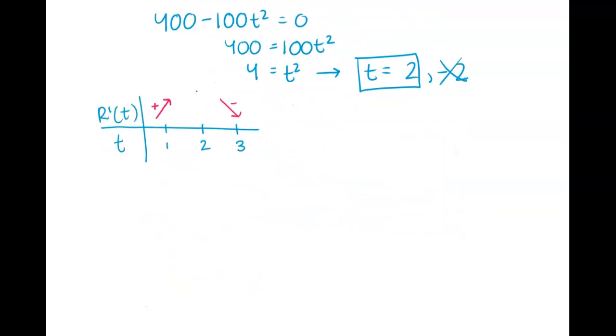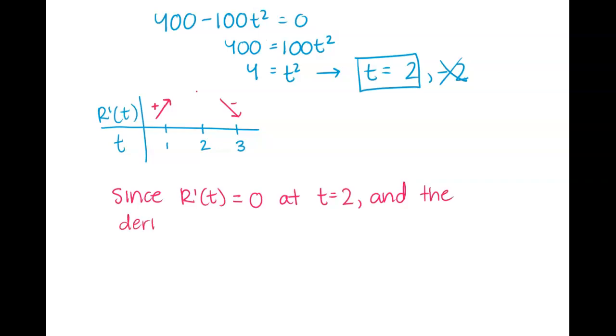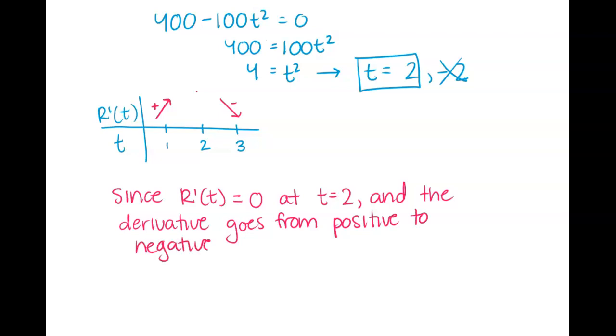So now, here's what we know. Since r prime of t equals 0 at t equals 2, and the derivative goes from positive to negative, t equals 2 is the location of a relative maximum.